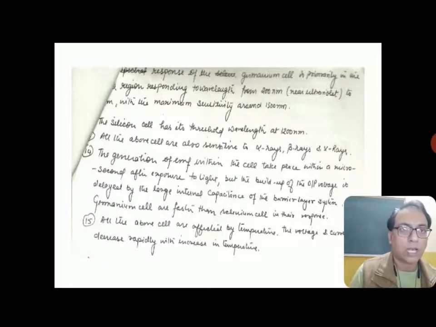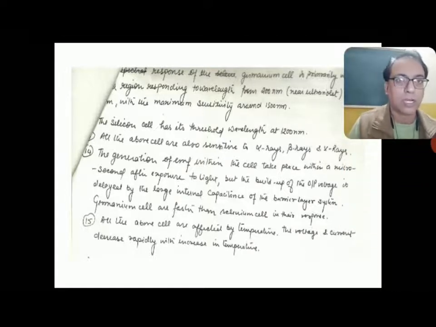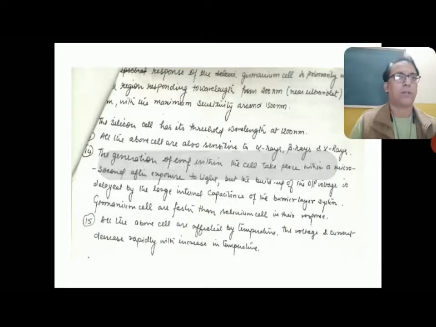All the above cells are affected by temperature. How is the temperature affecting them? The voltage and current decrease rapidly with an increase in temperature. If you increase the temperature, the voltage and current values decrease. With this, we have completed the photovoltaic cell and all the photoelectric transducers. In the next lecture, we will be seeing the piezoelectric transducers.